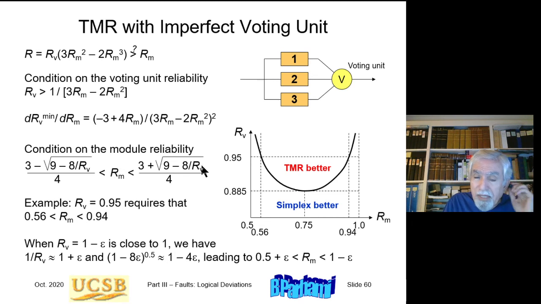So on the other hand, if you fix RV, Rm must be between these 2 bounds. So that these are basically the 2 bounds here. For a particular RV value, there's a range of values for module reliability that ensures improvement in reliability. Okay, now when the voter reliability is pretty close to 1, let's say 1 minus epsilon, epsilon is a very small number, then 1 over RV here will be roughly 1 plus epsilon. So if this is 0.99, this will be 1.01. Okay, so 1 over RV is 1 plus epsilon. And then 9 minus 8 times 1 plus epsilon will be 1 minus 8 epsilon. And this, so the square root will be roughly 1 minus 4 epsilon.